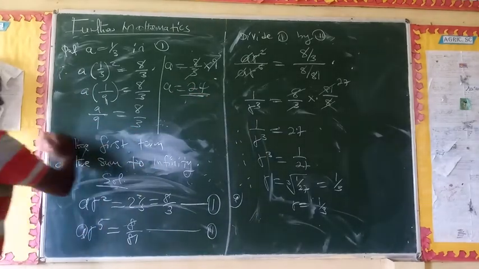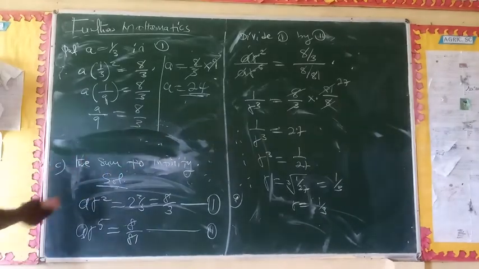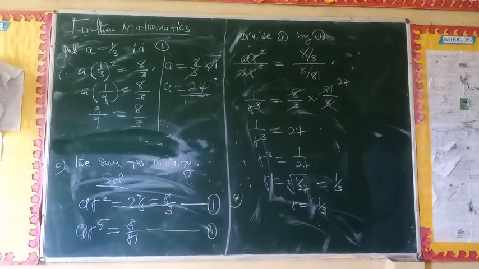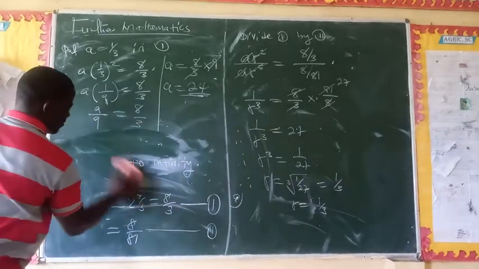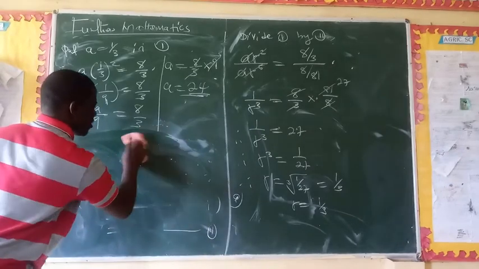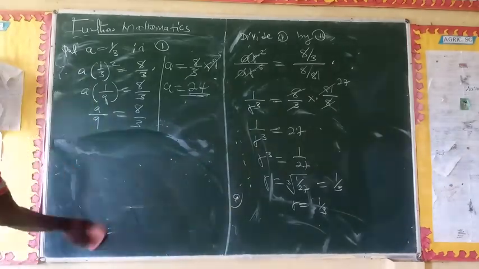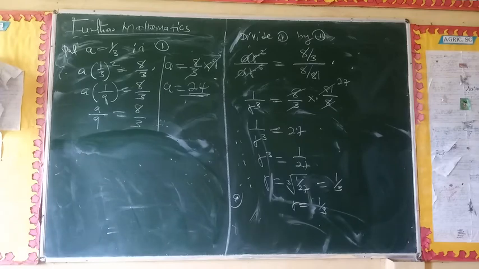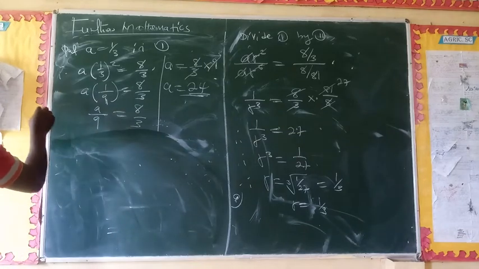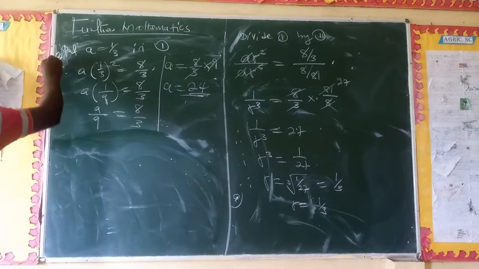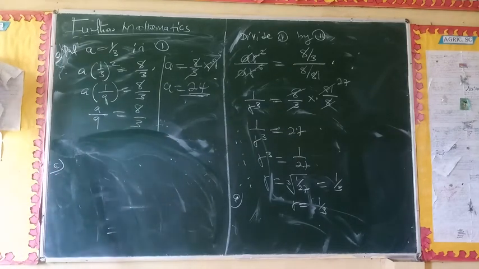The last question there, find the sum to infinity. We can see that the common ratio is already less than 1. So sum to infinity is possible, right? This is B now. Now C. In C, we are going to find the sum to infinity.